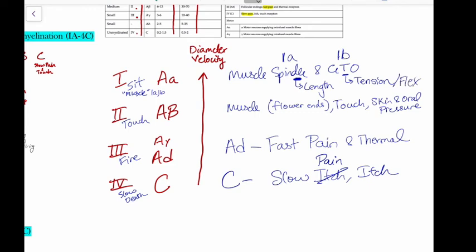Then type 2 is for touch. So you want to touch the flower, basically the flower, and some skin and oral pressure. I forgot the mnemonic I had there, but you want to do a light touch to the flower, so that's type 2. Type 3 is going to be fire, so that is fast pain, fast, high temperature. And then type 4 is slow death, so slow pain will be type 4. And that should be everything about peripheral receptors.